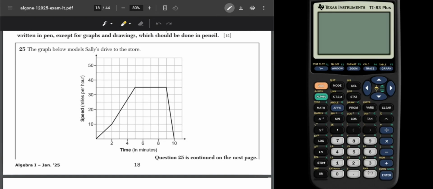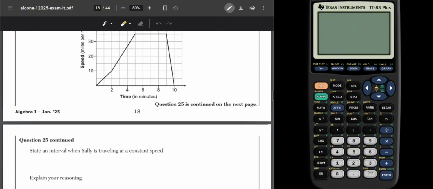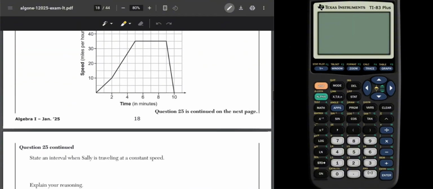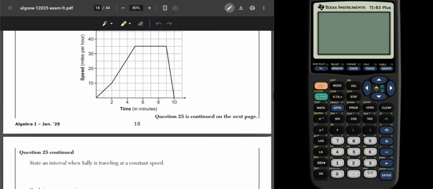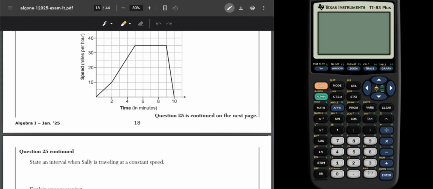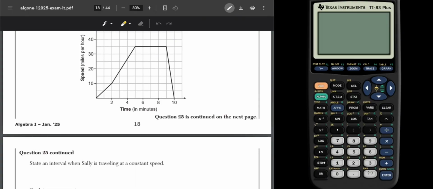So question number 25 is the first question on part 2, and it says the graph below models Sally's drive to the store. State an interval when Sally is traveling at a constant speed. So for an interval, we're going to be focusing on the x values. At which x values does Sally travel at a constant speed? A constant speed means that her speed doesn't change.